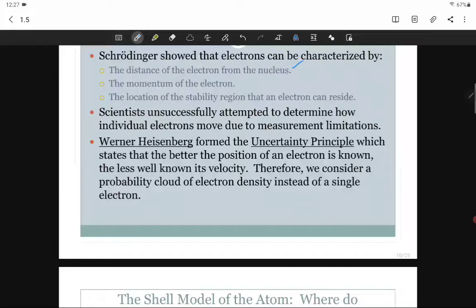Another individual came along, Heisenberg, and said it's very difficult to come up with the same type of data you would be able to come up with if you're trying to figure out where Mars is located and how fast it's going. Or even the Bohr model about the electrons. And that's called the uncertainty principle. And that kind of lends itself very well to this idea of probability. So instead of trying to figure out where something is at, we're going to figure out where we think they are going to be.